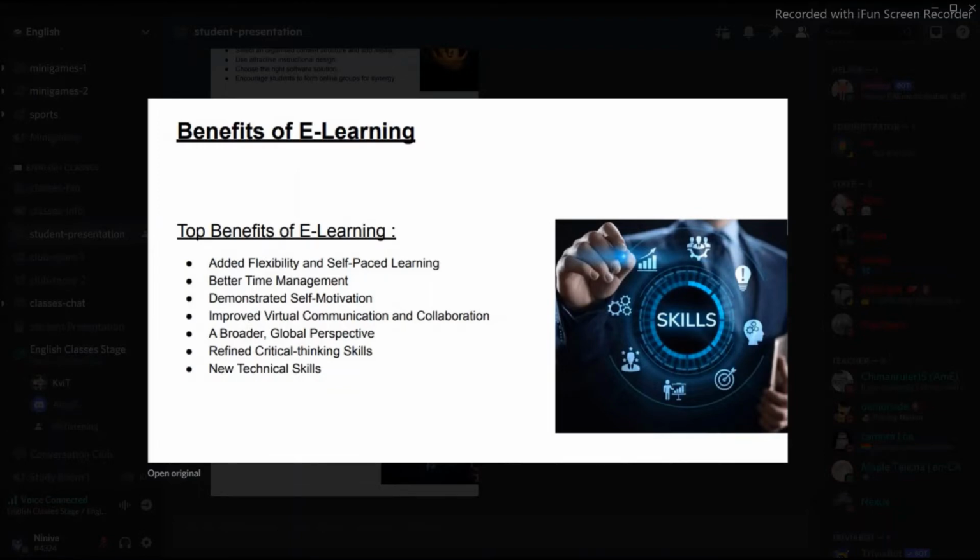Okay, here are the top benefits of e-learning. There are a lot of benefits for sure, but I chose these points because they got my interest more than the other ones. So: flexibility, time management, self-motivation, virtual communication and global perspective, critical thinking skills, technical skills. We will explain every one of those one by one in the next slides. Next, please.